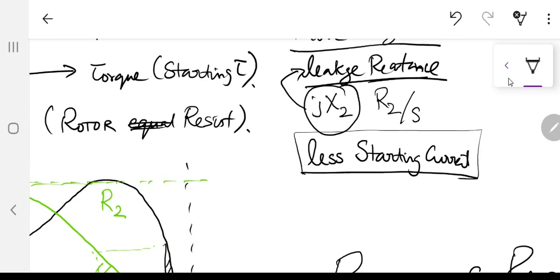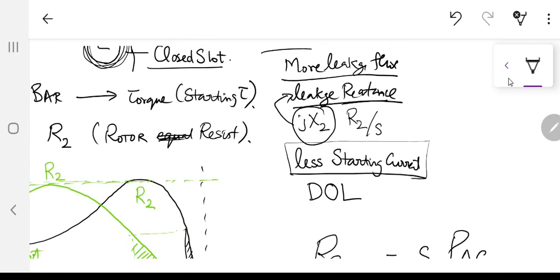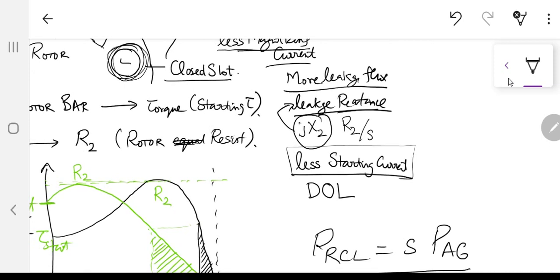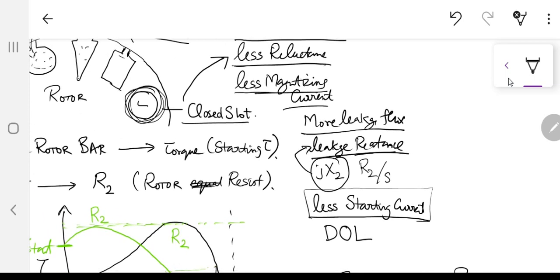So when you have induction machines with a low starting current, you can start those machines very easily on DOL, which means direct online starting. You don't need any star-delta starter. But having more leakage reactance also means that you cannot have more overload capacity, which means you want to run your machine with a little more overloading. You want to take more out of that machine, and that is not going to be possible with a closed slot. So it's only suitable for smaller machines.